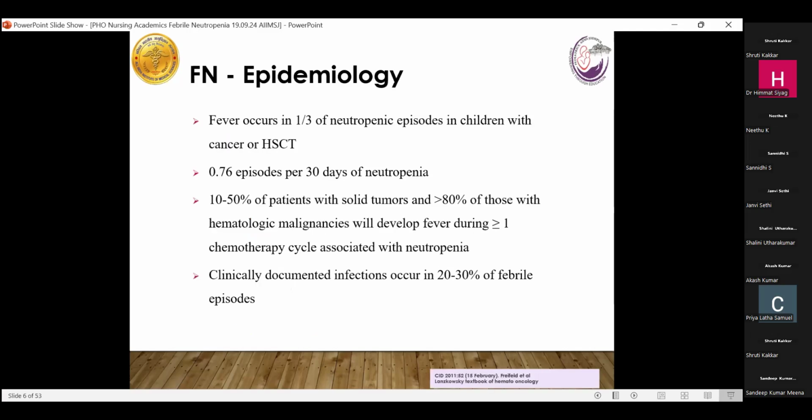So coming to epidemiology, in the children that we are treating with chemotherapy, or the patients with transplant, in one third of the neutropenic patients fever will occur, and there are 0.76 episodes per 30 days of neutropenia. And neutropenia is more common in hematological malignancy, more than 80%, as compared to patients with solid tumors.